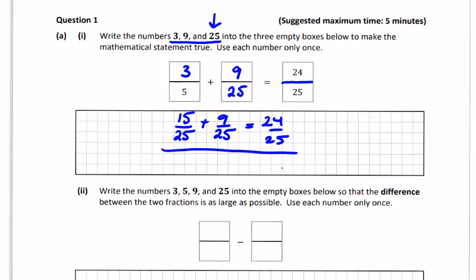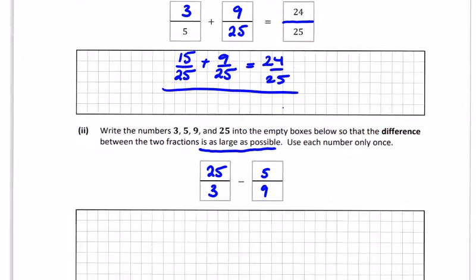Then we have to write the numbers into the empty boxes so that the difference is as large as possible. So that would be the biggest number, take away the smallest number. So the biggest number is 25 over the smallest number. That will give me the biggest fraction. And what's left is a 5 and 9. So I'd have to take away the smallest bit of that, which would be 5 over 9. We're not asked to work it out or anything like that, so we can leave it like this.